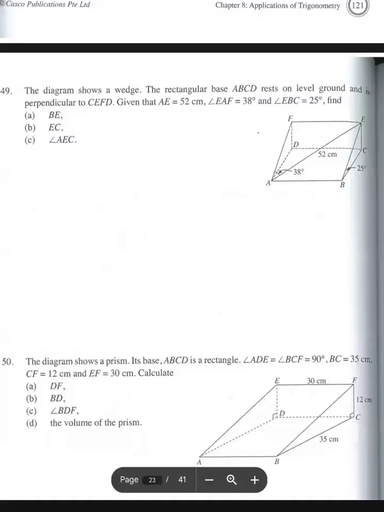Okay, the diagram shows a wedge. The rectangular base ABCD rests on level ground and is perpendicular to CEFD. It just says that this plane here is perpendicular to this plane here. Dimensions are given, angles are given. Find BE.